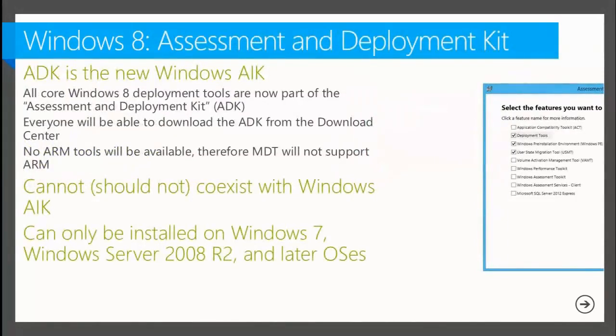So let's talk about tools then. First, we have the Assessment and Deployment Kit. This is the new version of what used to be called the Windows AIK. It is still a free download. It's still out on the Download Center. You would download what's now a stub, adksetup.exe. When you run that, it will then prompt you for the additional components that you want to install, and then it will go out and download those separately.